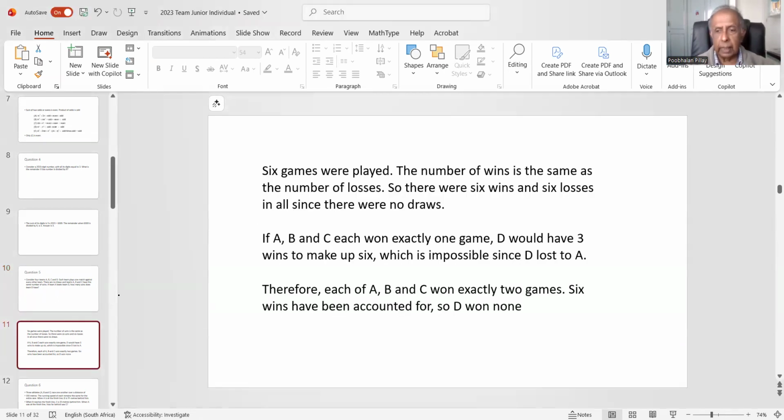So you can see at the last line here, D won none. And there is a whole argument there. I'm recording this, so you'll have a chance to have a look at that. You can freeze it and read it slowly. Okay, let's get on to the next problem.